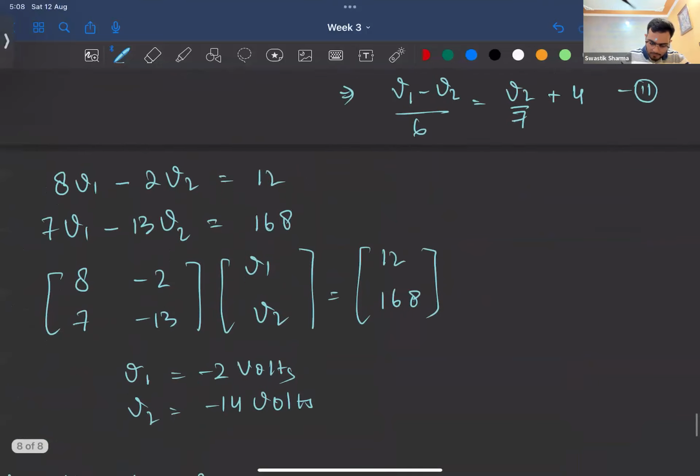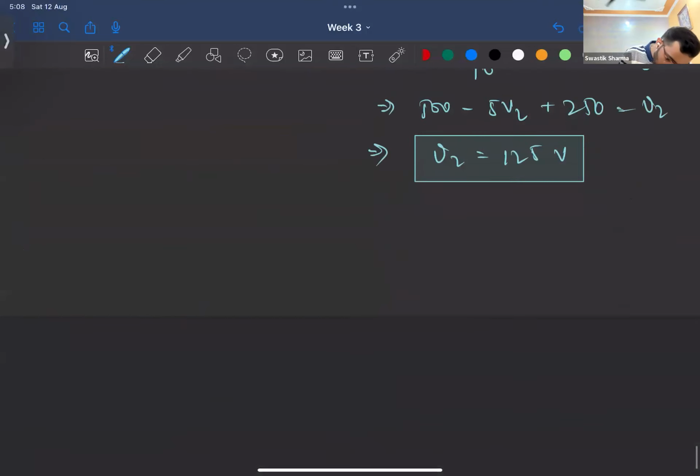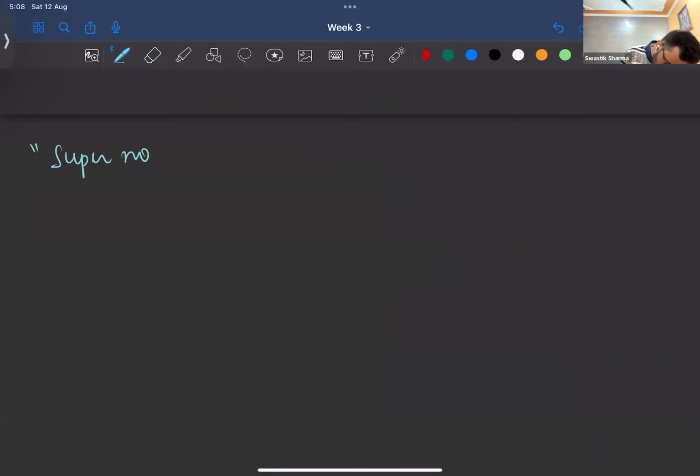Now there's this concept of supernode. So what is a supernode? Can anyone tell me what a supernode is? No. Okay, let's go. So we have, let's say, a circuit like this.